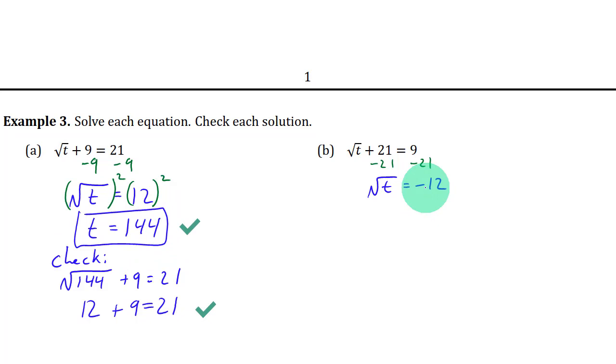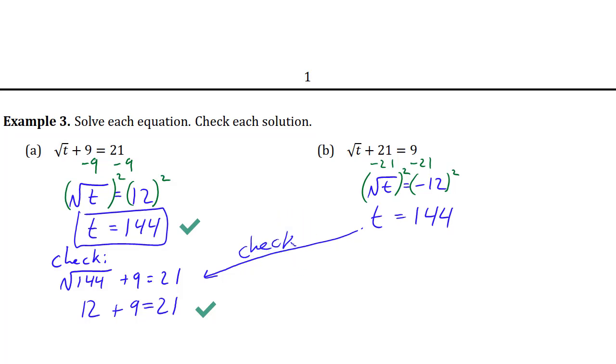But then over here, the equation is the same, except you end up with the square root of t equals negative 12. We're going to square both sides, doing the same thing to both sides of the equation. And you get t equals, well, negative 12 times negative 12 is positive 144. And if you were to check this, well, it's the same solution as what we got here.